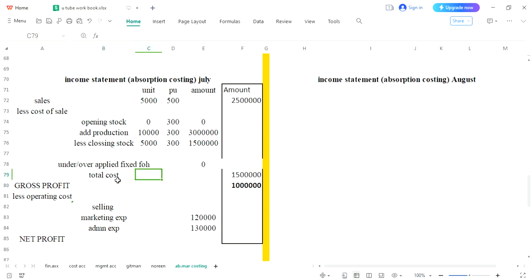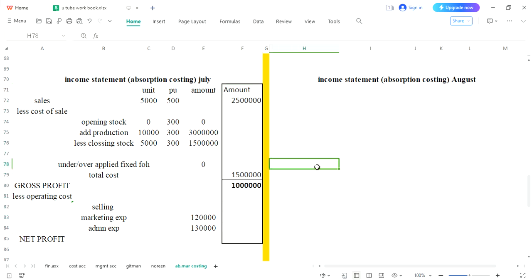Okay, total cost was 15 lakh, and when you have subtracted this 15 lakh from 25 lakh, you have your gross profit, which is 10 lakh. In this way, our calculations have been completed for gross profit. Okay, beside this, let me complete this column, and we need to put lines over here.